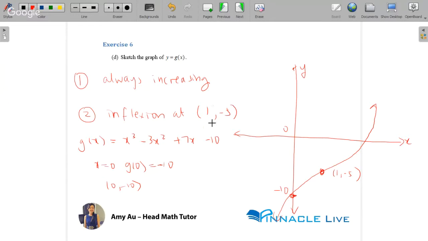All right, so that's what it means to be always increasing. And then there's one single feature, which is an inflection point. And then we don't have enough to be able to find the x-intercept, but we do know the y-intercept is at -10. And that's it. I think that's the more advanced type of problem.